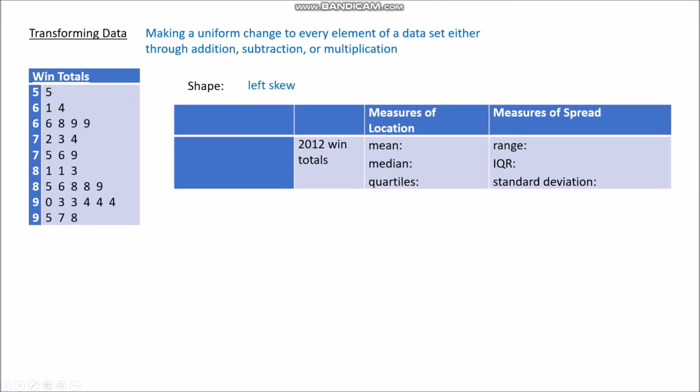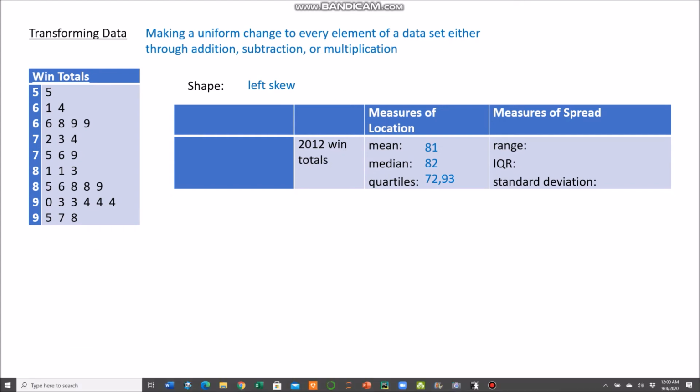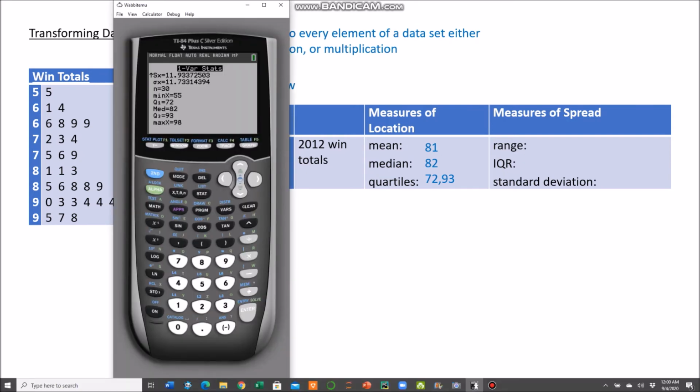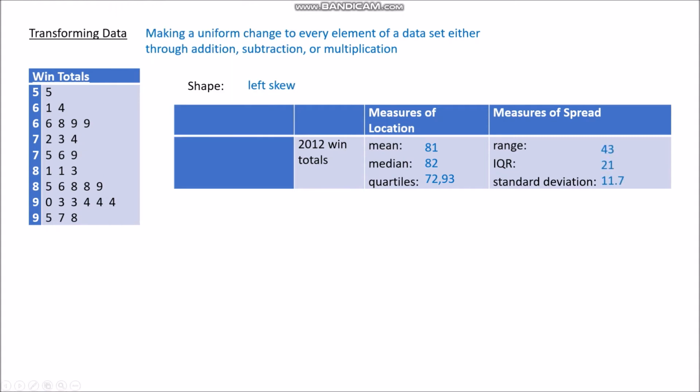All right, so we can see our measures of center, or measures of location: 81, 82, 72, and 93. We can see the shape is left skew based on this stem plot here. All right, let's get our measures of spread. In the measures of spread, we could look at range, maximum minus minimum, at 43. Interquartile range is 21 because it's 93 minus 72. And standard deviation, that's sigma x, is 11.7. So we can get our measures of spread also.